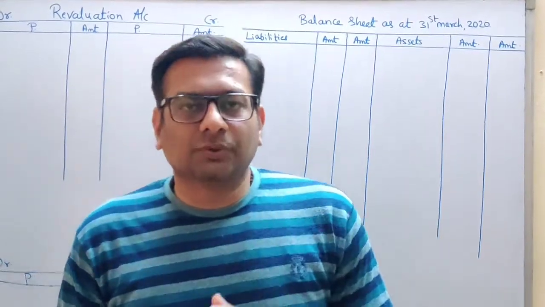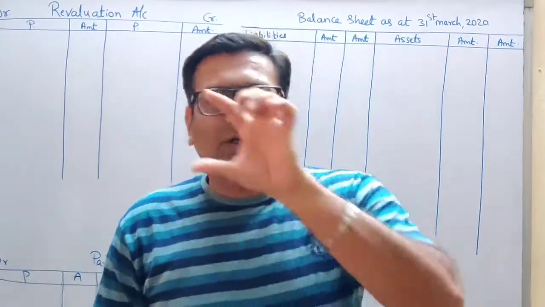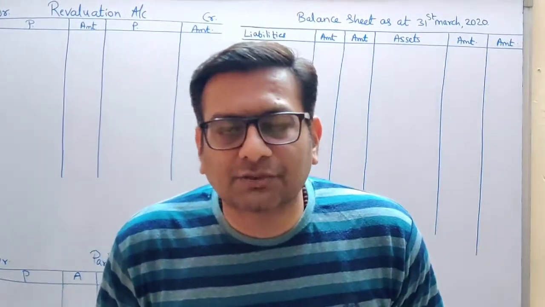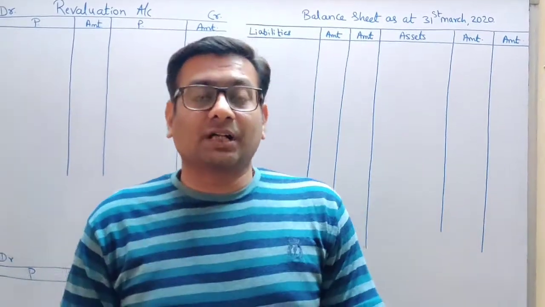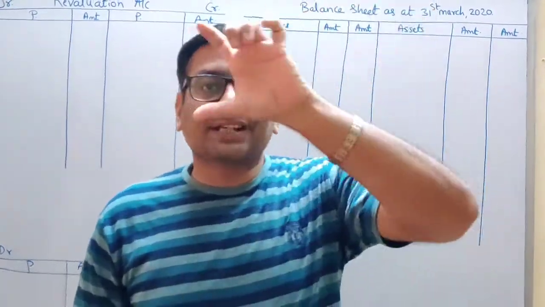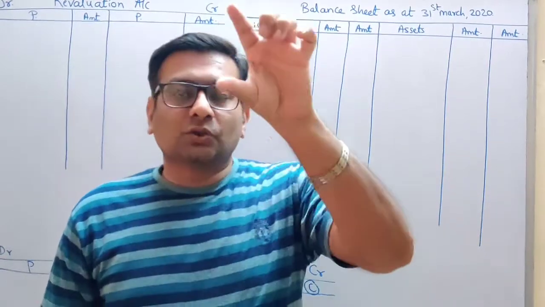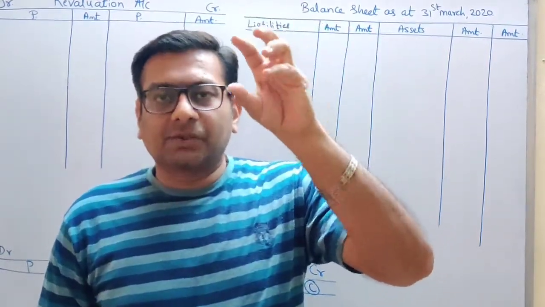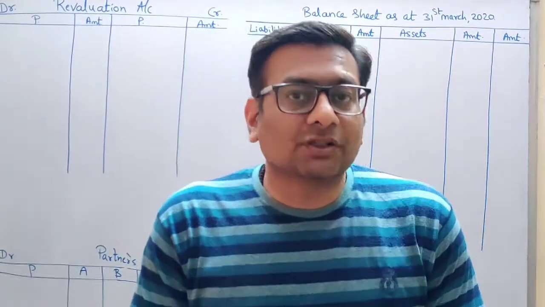Now step 2. Step 2 is to start with the balance sheet. Whatever you see inside the balance sheet, students, those items are already recorded in the books of accounts. That's the reason you see them inside the balance sheet. So if it is recorded, you are going to give only one effect. Those balance sheet items, you have to write here in your answer. That is your step 2.